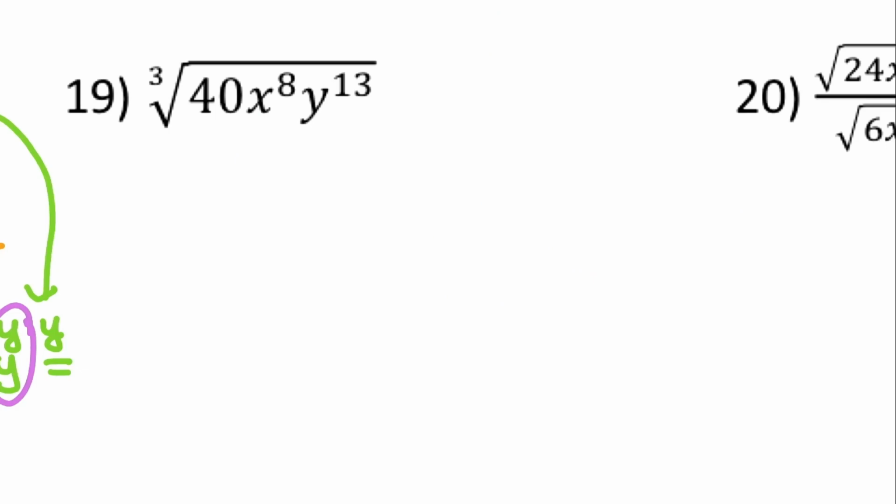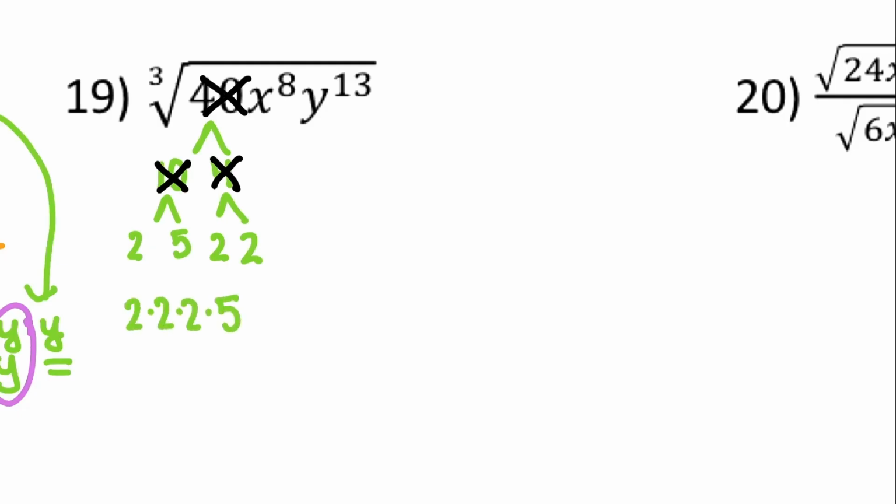Now we have the cube root of 40 x to the 8th y to the 13th. We're going to apply the same method here. 10 times 4, 2 times 5, and 2 times 2. We're going to go ahead and cross off all of the numbers that we've already broken down. So the prime factorization is going to be 2 times 2 times 2 times 5.